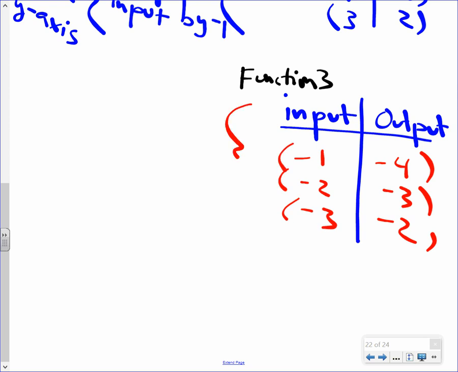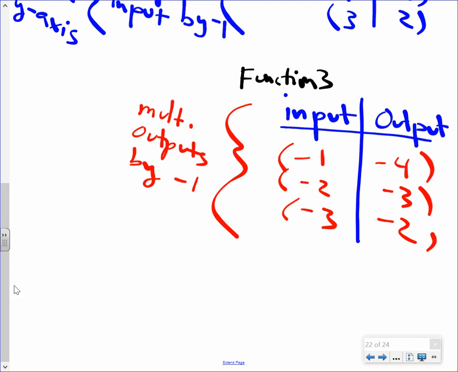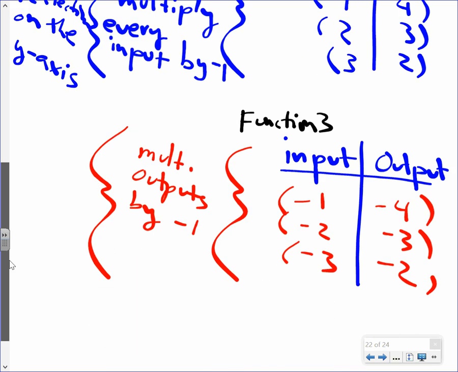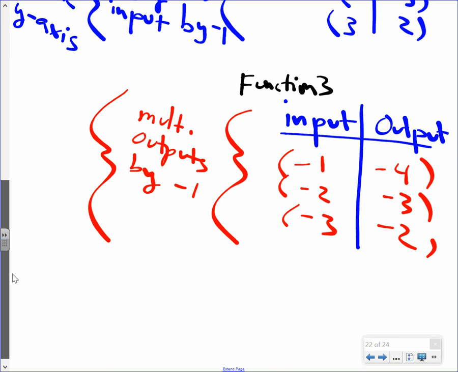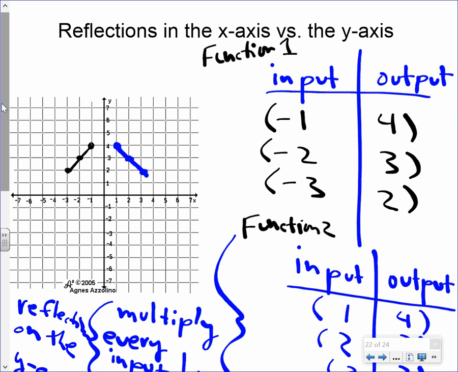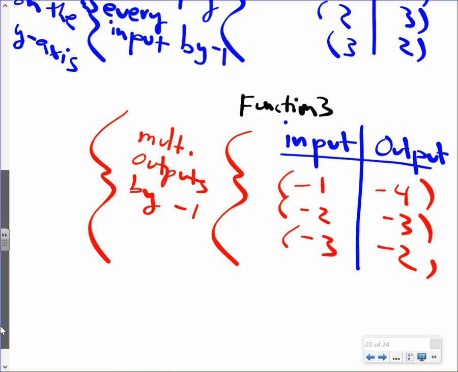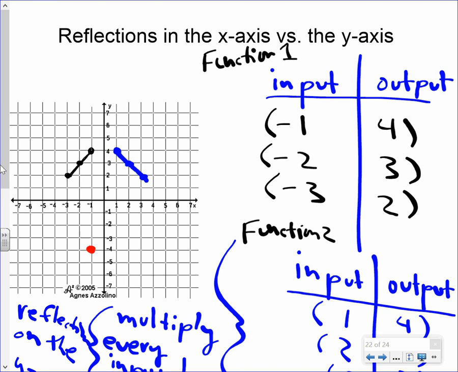So what do we do? On your notes, let's verify. We multiplied outputs by -1. What's that going to do? We're about to find out right now. Let's do it. Let's see. -1, -4, -1, -4, -2, -3, and -3, -2.